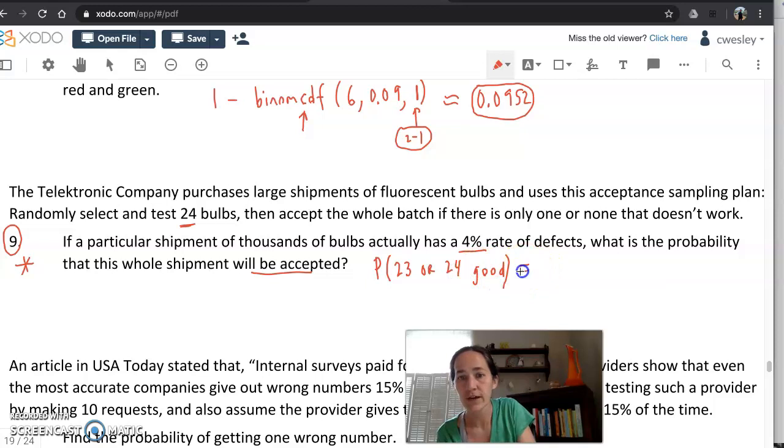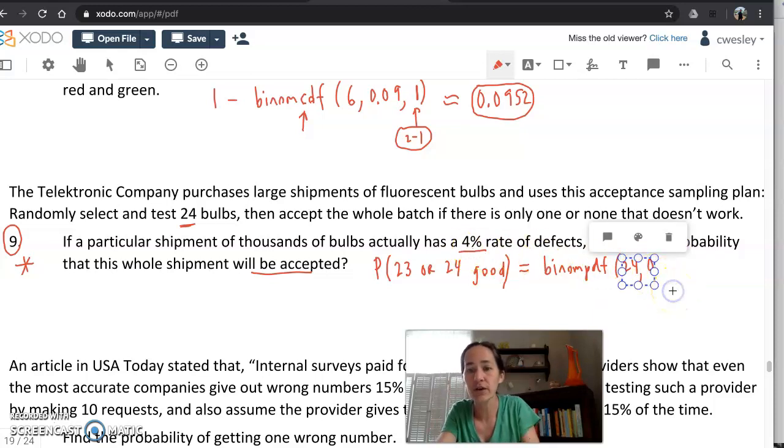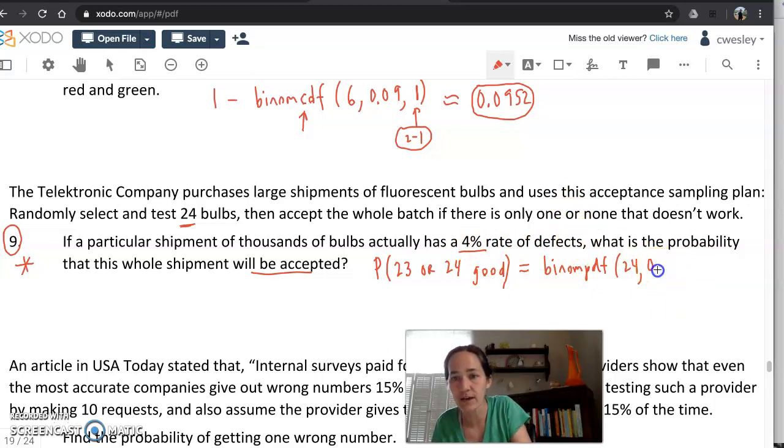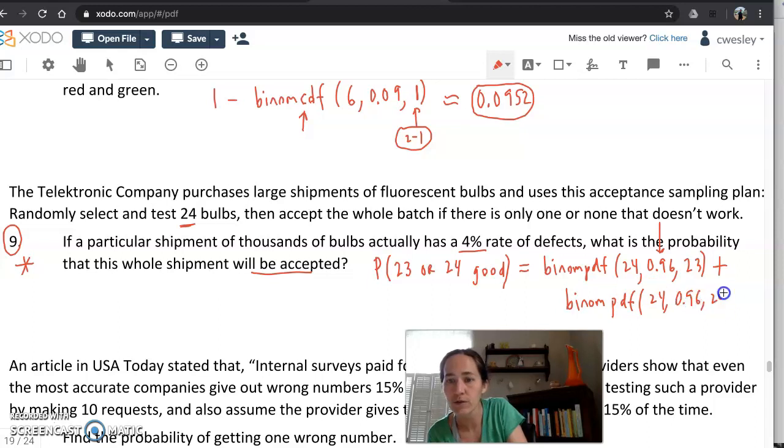So I got to think to myself, I could actually just add up two PDFs. This wouldn't be a bad idea. A binom PDF of how many are we testing? Out of 24, the probability that the bulb is good, if it's bad 4% of the time, it should be good 96% of the time. So 0.96 would be the probability of success that a bulb is good in this case, that 23 of them are good, plus add the case binom PDF that 24 are good, 0.96, 24.